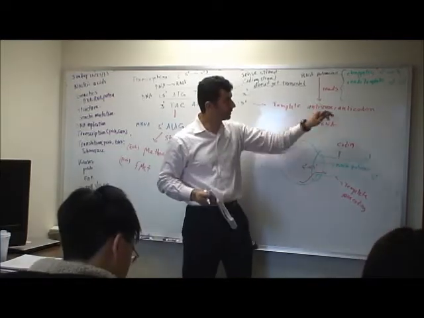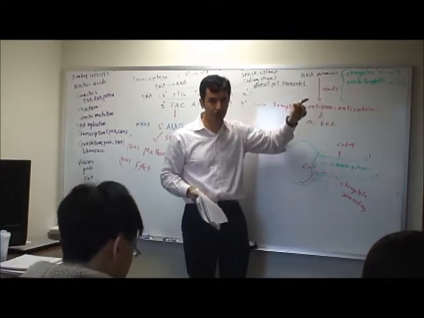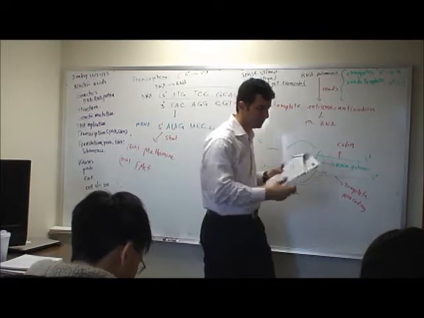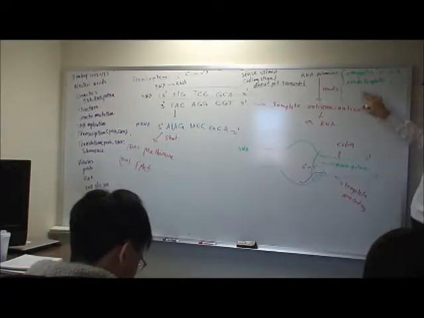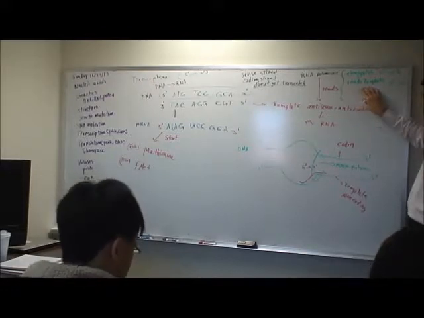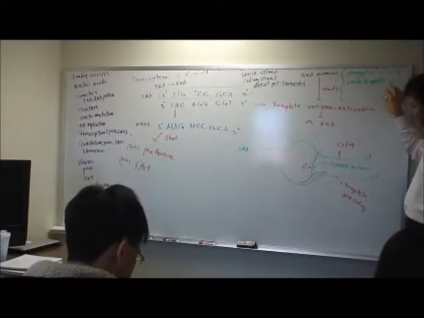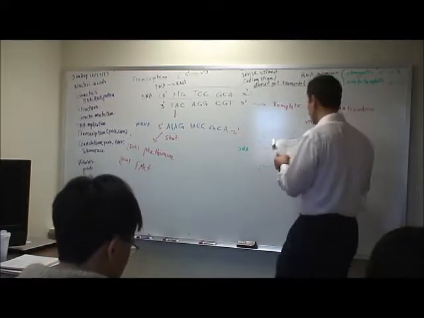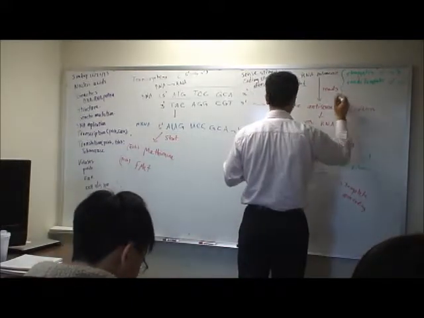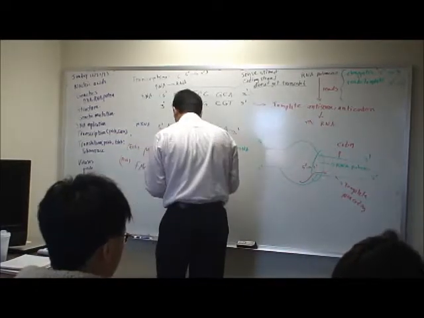If you get the concept, no matter how they twist the question, you should be able to answer this. I've been telling you that everything is 5 prime to 3 prime, but then Kevin said, well, RNA polymerase reads the template 3 prime to 5 prime. It makes sense. It has to be 3 prime to 5 prime because what you make is 5 to 3. This is the part that is quite important.